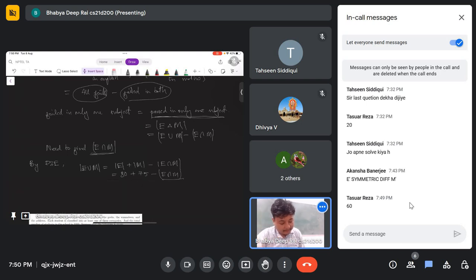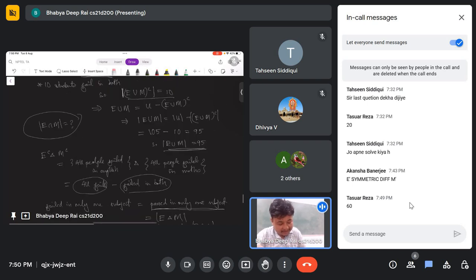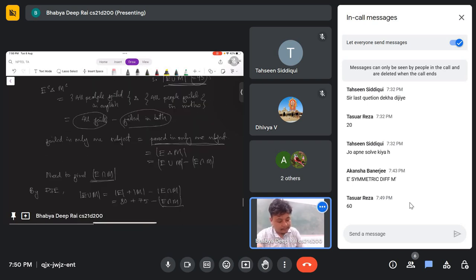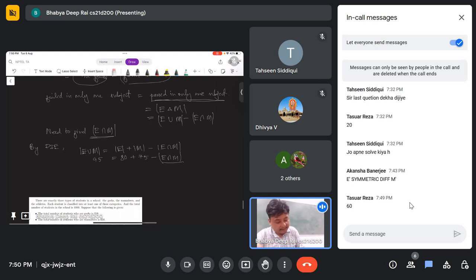Now, what is the size of E union M? It is 95. Now I bring E intersection M to this side, so it is equal to 80 plus 75 minus 95. 80 plus 75 is 155, minus 95. What is 155 minus 95? 15 minus 9 is 6. Yes, good Taswar. It is 60.